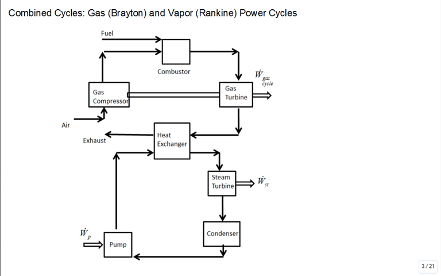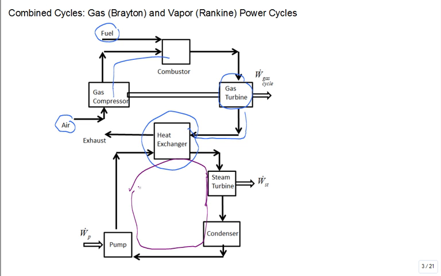So here's a basic layout. You would have a gas cycle, so maybe you would ingest fresh air, take some natural gas, you compress the fresh air, put it into the combustor, then you expand it through the gas turbine. It's still very hot. So you put it through a heat exchanger, which then boils the water, and then the water goes through a steam turbine and through a condenser and then through a pump.